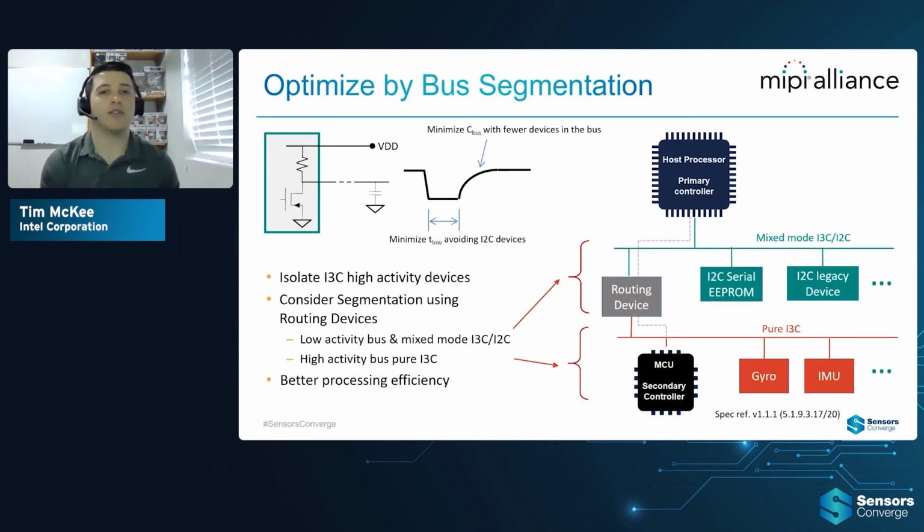Another way that we looked to increase efficiency was optimization through bus segmentation. So what you can do through I3C is isolating high activity devices through routing devices. So instead of having to have everything contained on a highly active bus and dealing with all the power there, we can isolate things to create low activity buses and high activity buses, and then those buses can be put into different states, allowing for better processing efficiency as well as much better energy efficiency as well.